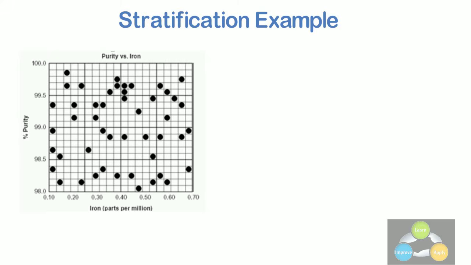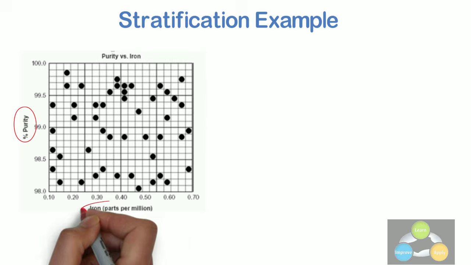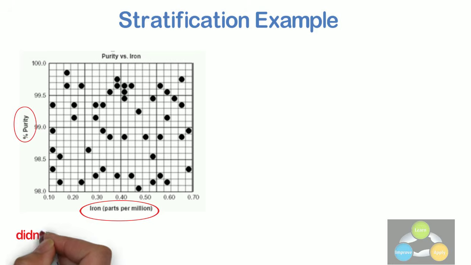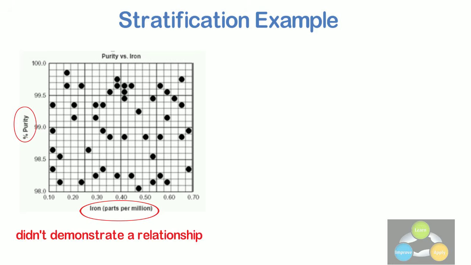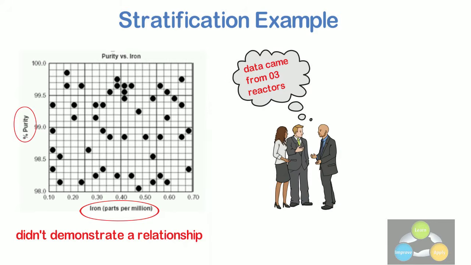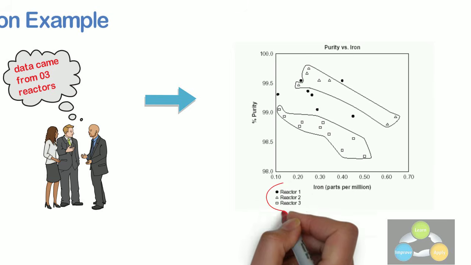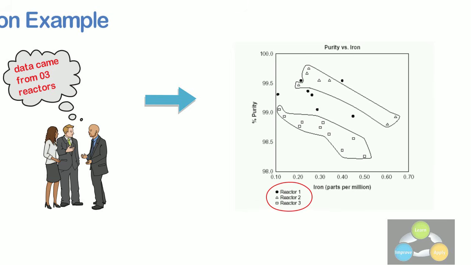Stratification example. A manufacturing team drew a scatter diagram to test whether product purity and ion contamination were related, but the plot did not demonstrate a relationship. Then a team member realized that the data came from 3 different reactors. The team member redrew the diagram using a different symbol for each reactor data. Now a pattern can be seen.